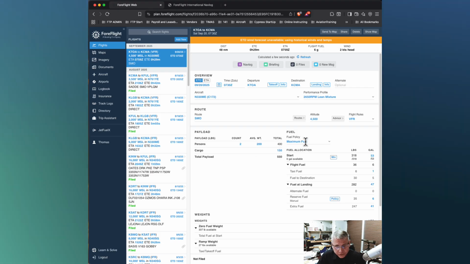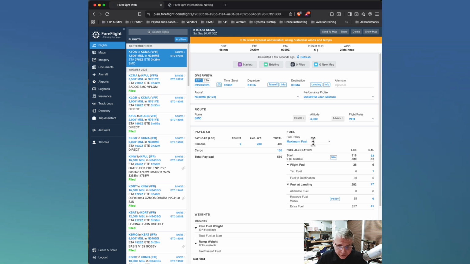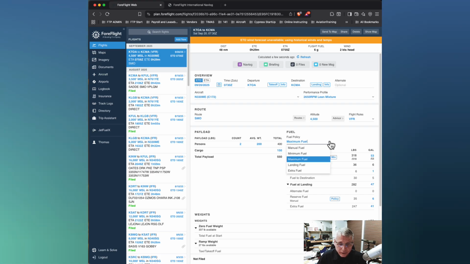Our fuel policy, which again, I'm not going to go into all of the details on, is maximum fuel. The idea is that we're going to take off with max fuel and then always have extra fuel in the tanks. There's a couple of other ways that we can do that, but again, I'm not going into this. We're going to use max fuel.